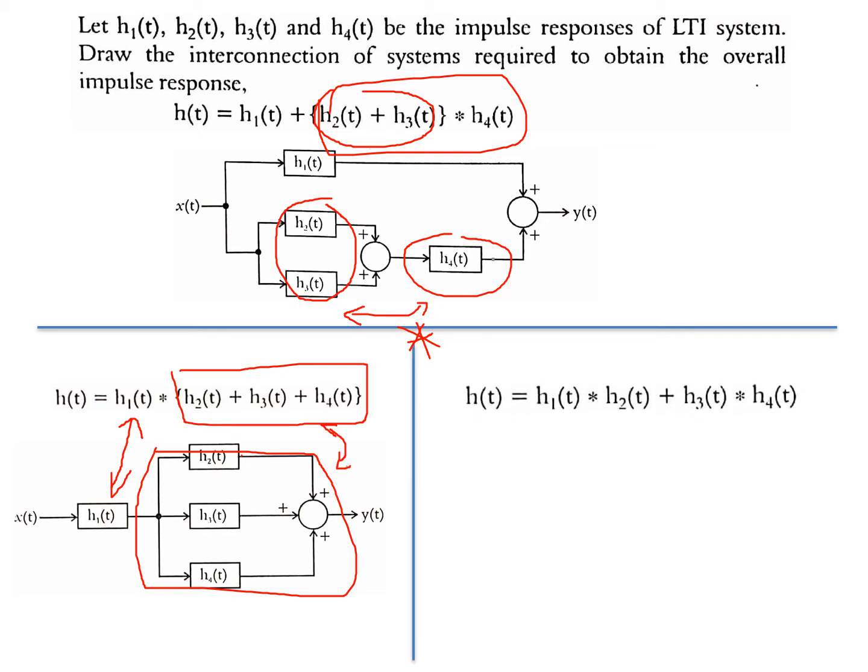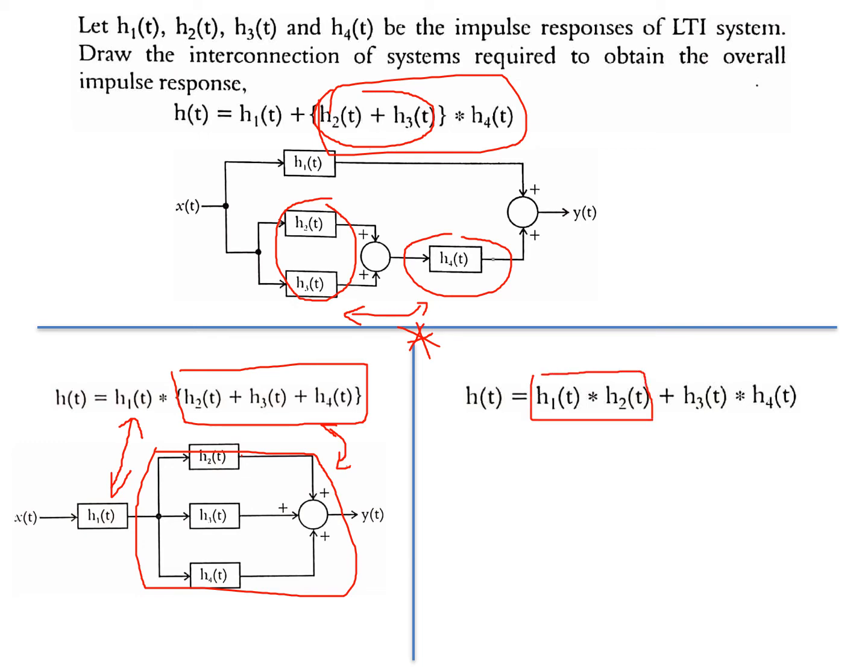Similarly, here what you have to do in this case: there is no bracket at all. See, h of t is equal to H1 of t convolution H2 of t plus H3 of t convolution H4 of t. No bracket at all. So you have to see the priority. Now there are two convolutions, both on the same priority. What you have to do is combine these two first. You connect these two in cascade, that is, this and this are in cascade.